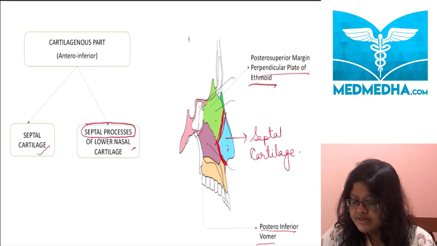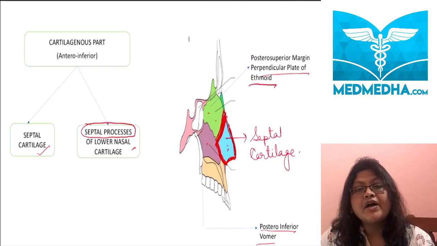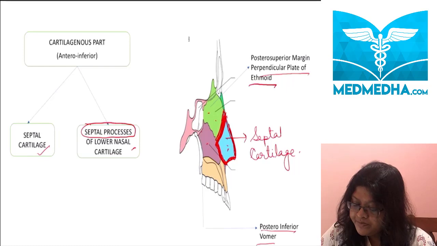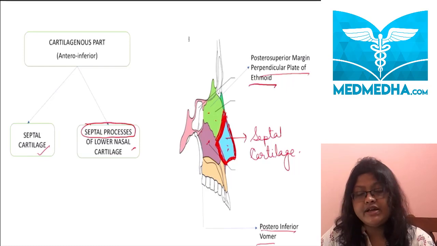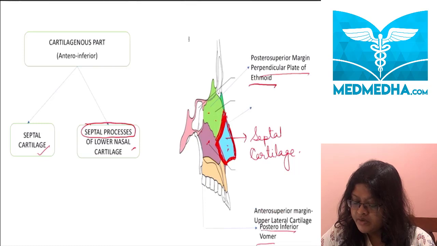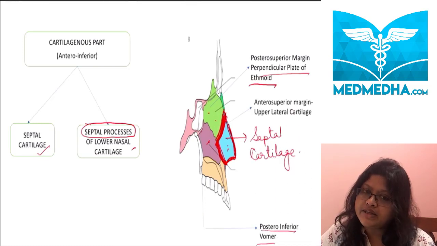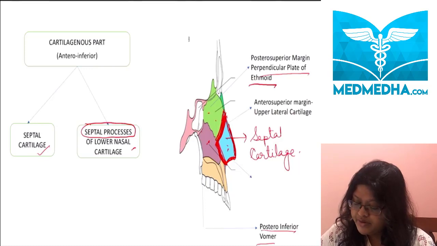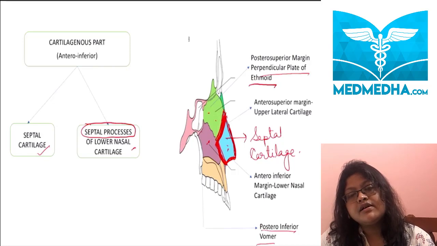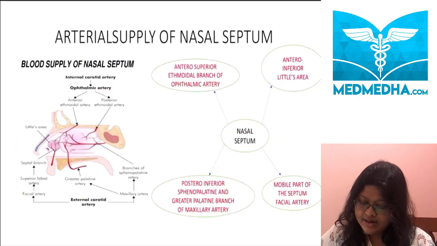So I again repeat, this is the septal cartilage. This is the posterior, this is the anterior-superior, this is the anterior-inferior, this is the posterior-superior, this is the posterior-inferior. The posterior-superior margin articulates with the perpendicular plate of ethmoid, and the posterior-inferior margin articulates with the vomer. Now the anterior-superior margin articulates with the upper lateral nasal cartilage of the other side, and the anterior-inferior margin articulates with the lower nasal cartilage.